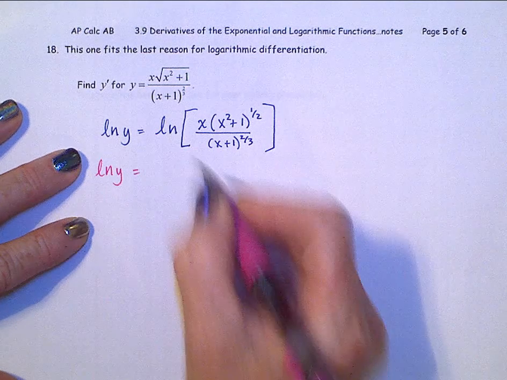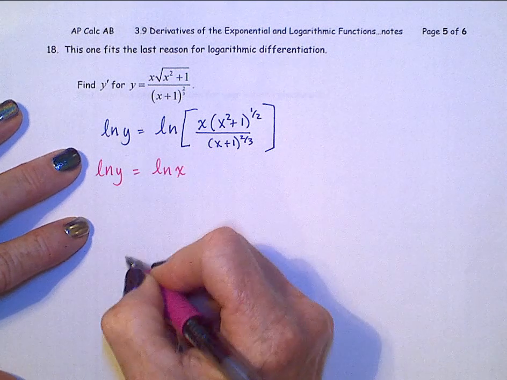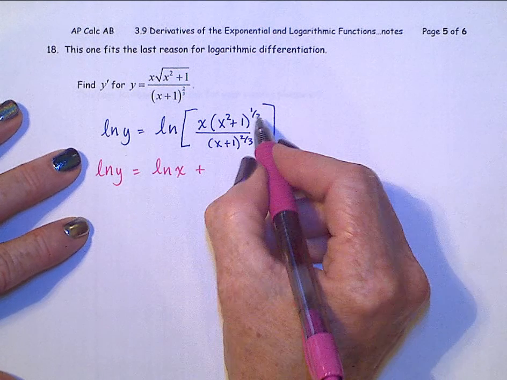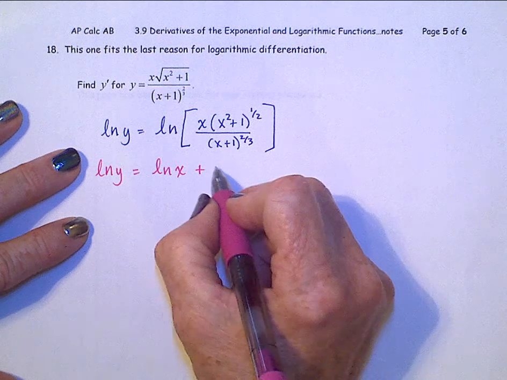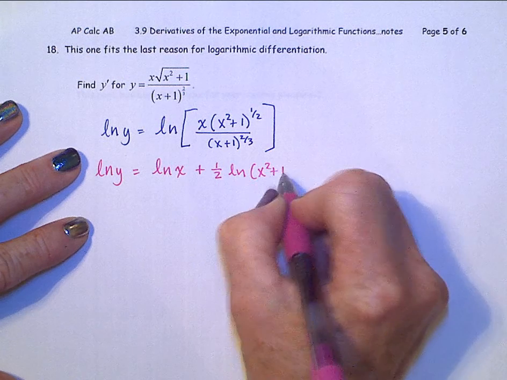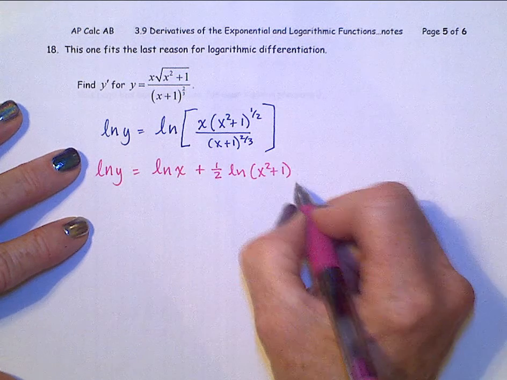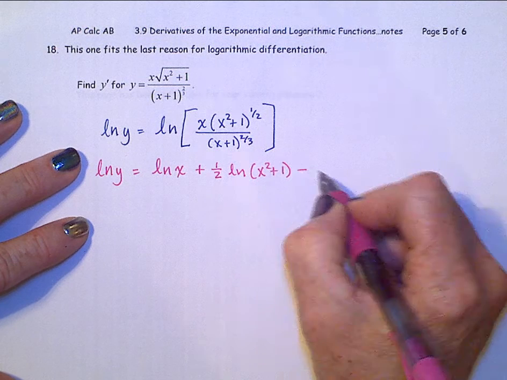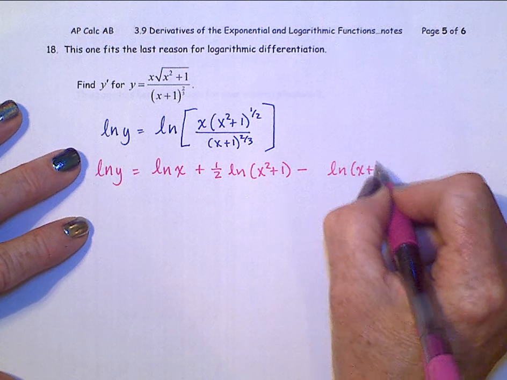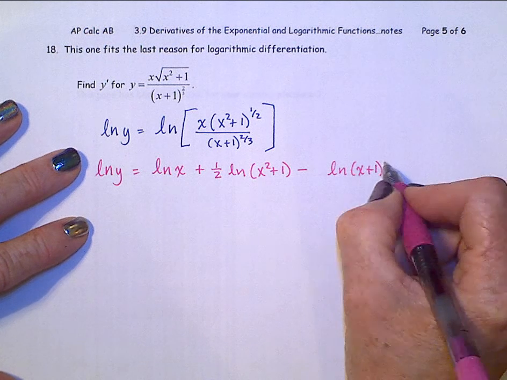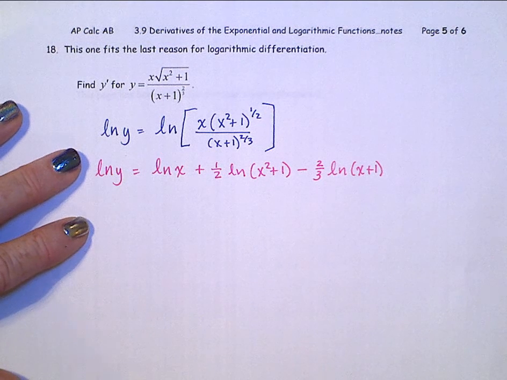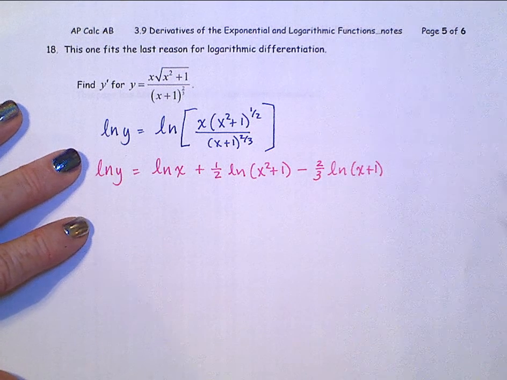ln y equals, alright, we have the natural log of x. And it's multiplying by this mess, so that's going to be plus. And at the same time, I'm going to pull that half leaping exponent down in front. 1/2 ln x squared plus 1. And then, because we're dividing that by this piece, we'll subtract natural log of x plus 1 to the 2/3. But let's go ahead right away and pull that 2/3 leaping exponent down in front. So we've rewritten this using our log rules.